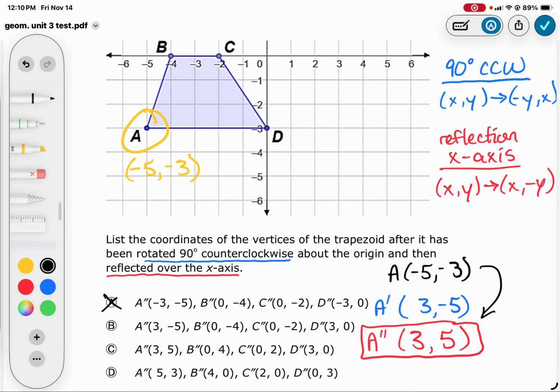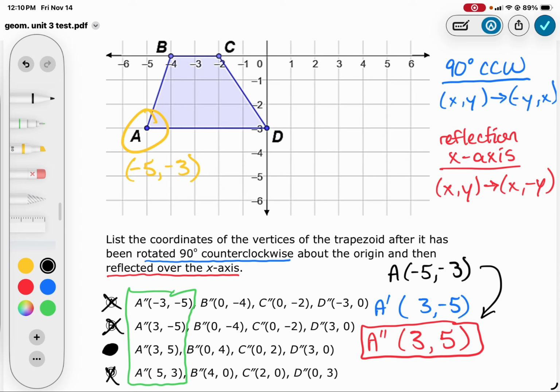Answer choice A does not have that. Answer choice B does not show that. And I'm paying attention to these right here. Okay, let's keep going. Answer choice C is actually the correct answer here, because D has it in the wrong order. So our correct answer here would be answer choice C.